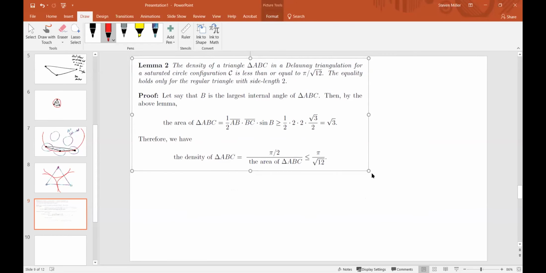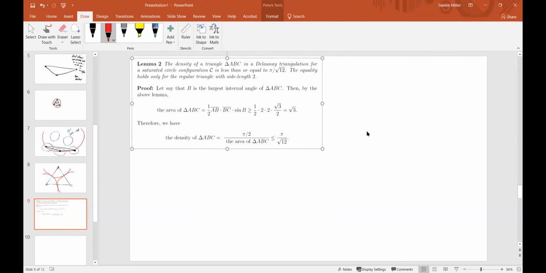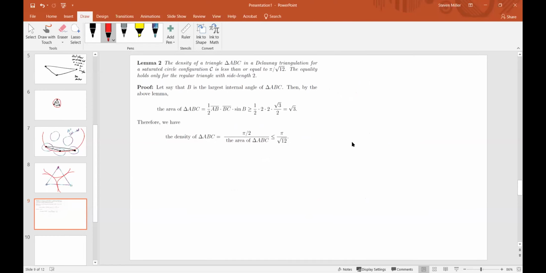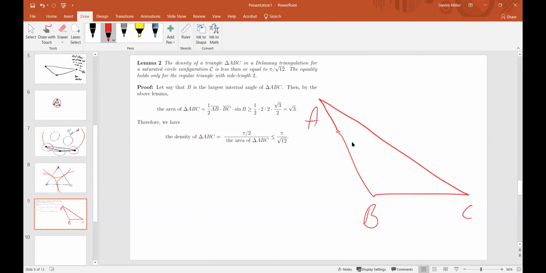Let's put the lemma up over here. So the lemma should be readable. So we have our triangle A, B, C. And we're saying the area is 1/2 AB times BC times the sine of B. Okay. Does that seem reasonable?